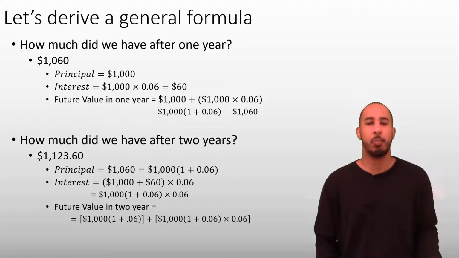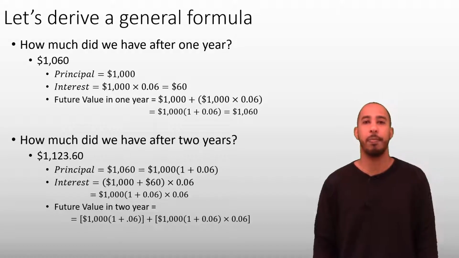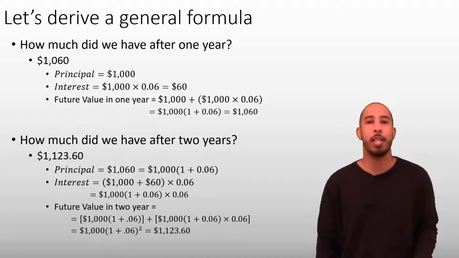Now that's a messy expression, so I want to clean it up a bit. Combining like terms, I end with 1,000 times 1 plus 0.06 raised to the second power as our future value. That gets us to the $1,123.60 we have in the account after 2 years.